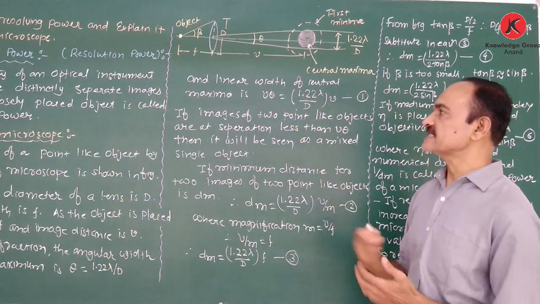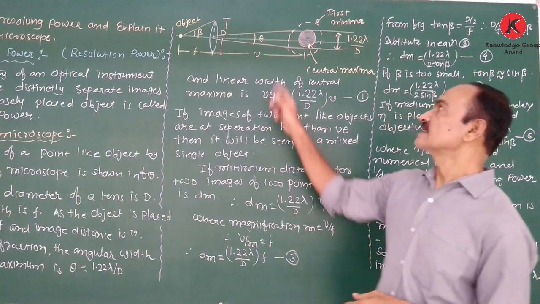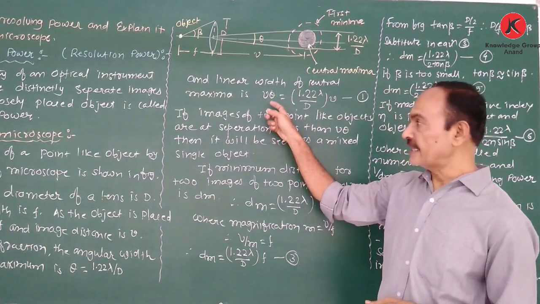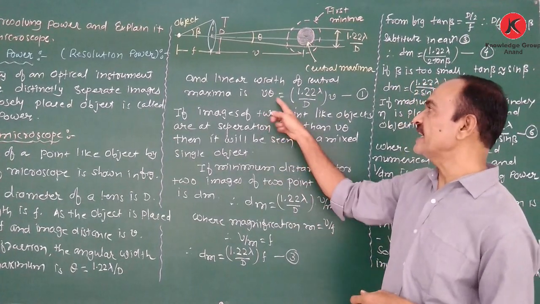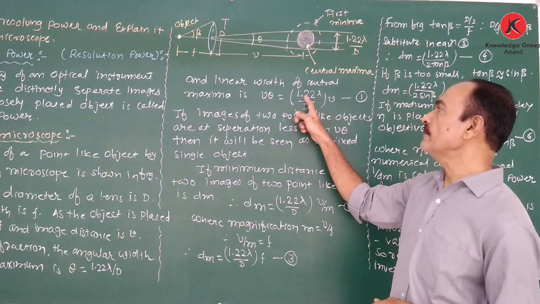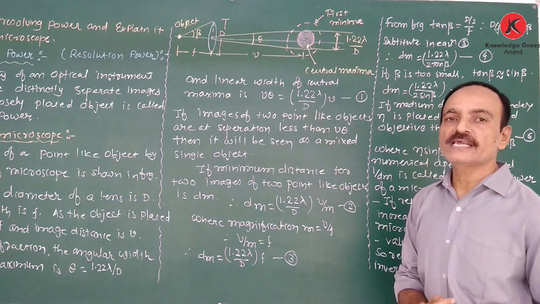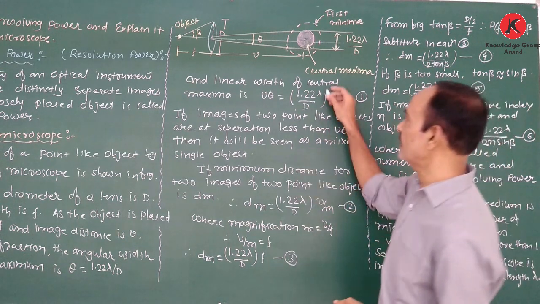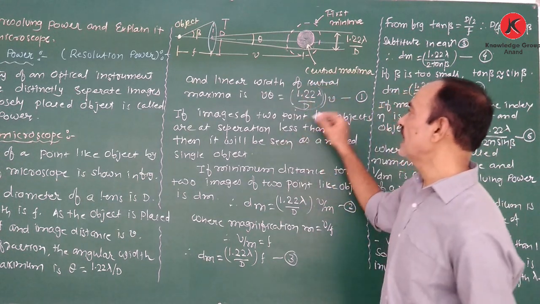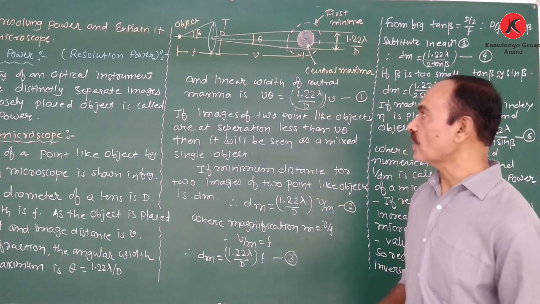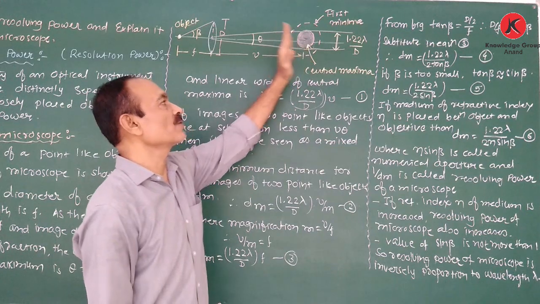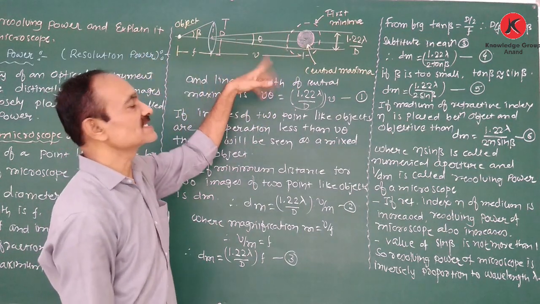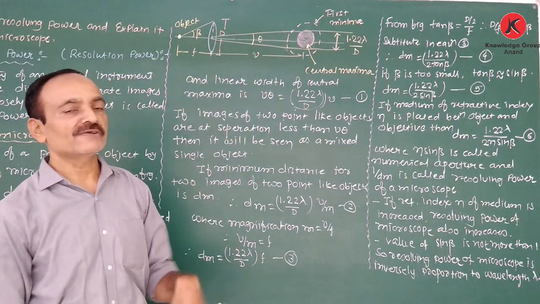And the linear width of the central maximum is the angular width into the image distance. That means V into theta, therefore 1.22 lambda upon D into V, where 1.22 lambda upon D is our angular width, and V is the distance of the image from the lens. There the image is formed. Already we discussed the linear and angular width.